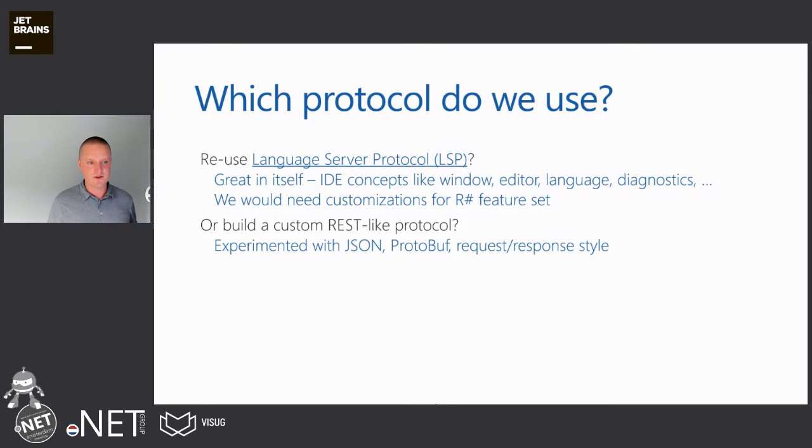So if we would want to make sure that all of the ReSharper functionality was surfaced in the front ends, we would have to extend the language server protocol if we were to use that. And that's possible, but if we would have to extend the language server protocol anyway, why not build our own protocol? So we decided to also look at a custom REST-like protocol where we have the front end making a request to the back ends and then the back end responding something to the front ends.